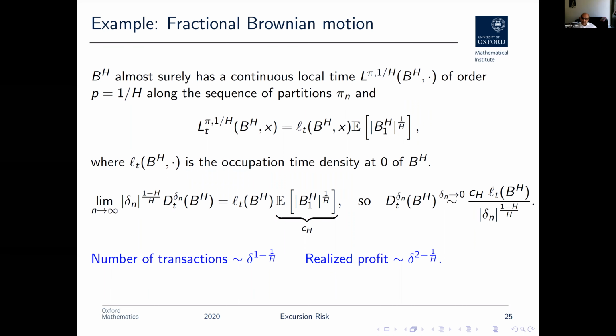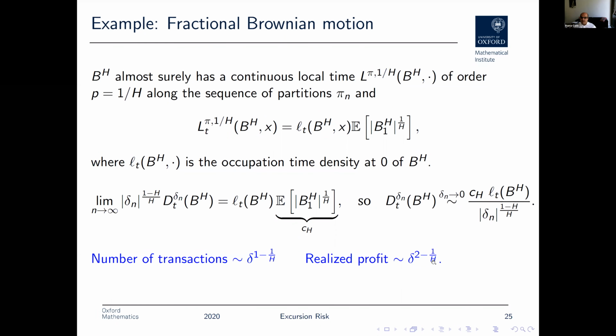So what does that mean? It means that up to a constant, which is explicit, the number of transactions for your strategy will be of order delta to the power 1 minus 1 over h, and the realized profit will be of order delta to the 2 minus 1 over h, because the realized profit is delta times this. And now we can see that depending on h, this can go to 0 or infinity, or to a constant. So it's going to be very dependent on the smoothness of the path.